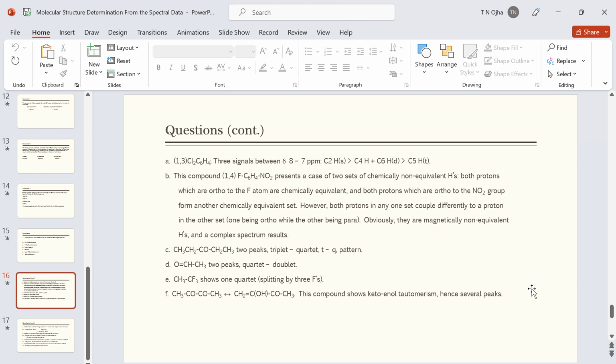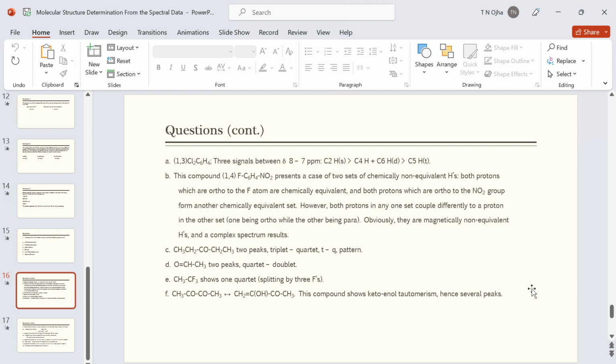The 1,4 isomer of fluoronitrobenzene presents a very special case. In this case, we have two sets of chemically equivalent hydrogens, and these chemically equivalent hydrogens are not magnetically equivalent. Therefore, a very special case. The signal of H is also split by fluorine. A complex spectrum results.